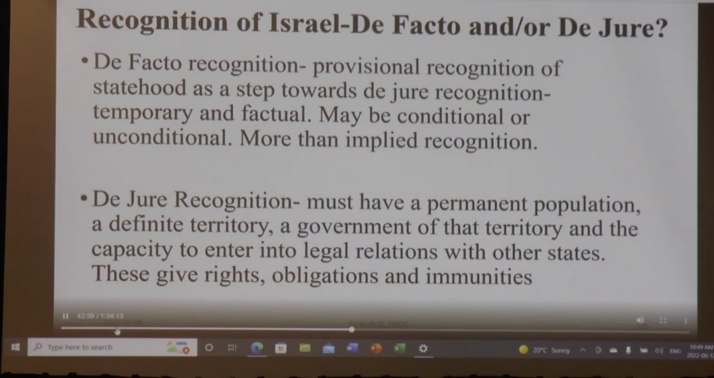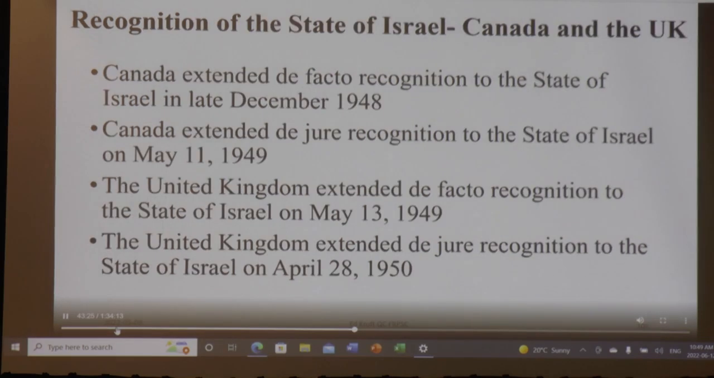But when I talk about de facto recognition, it's provisional recognition of statehood. It's a step towards recognizing a country as a sovereign state, to enter into contracts and treaties and other agreements, as opposed to de jure recognition, legal recognition, which is entry into the United Nations and certain rights and obligations, recognition of the territory that a country has in the circumstances.